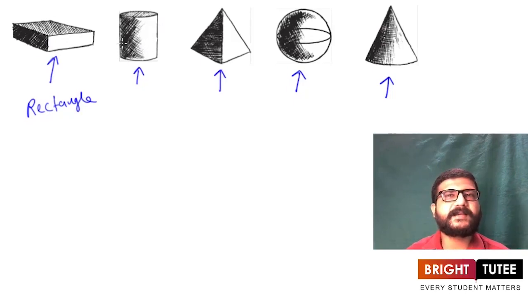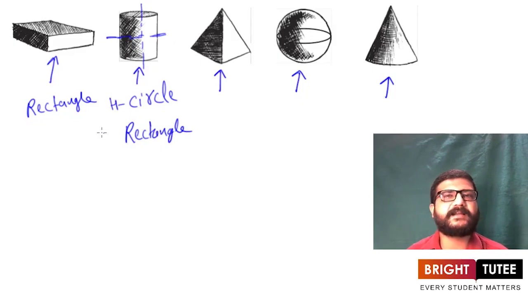Now if we cut this cylinder horizontally, let's say we cut it horizontally like this, we will get a circle as a cross section. So if we cut a cylinder horizontally, then we will get a circle. Now if we cut the same cylinder vertically, we will get a rectangle here. So what we have observed here is, if we cut horizontally, we will get a circle, and if we cut vertically, we will get a rectangle.